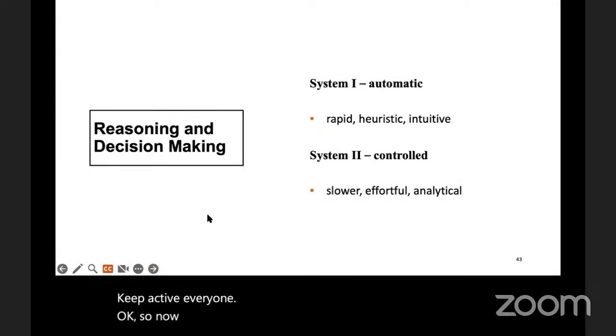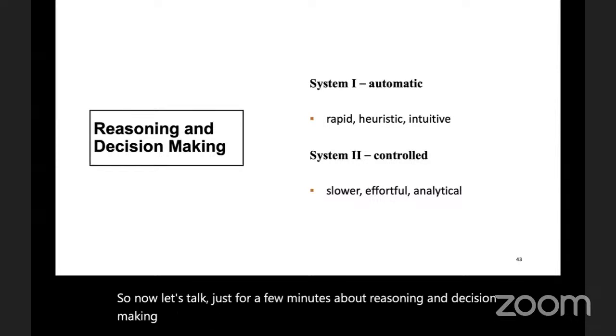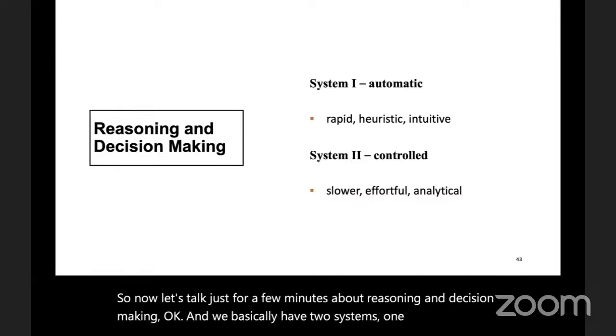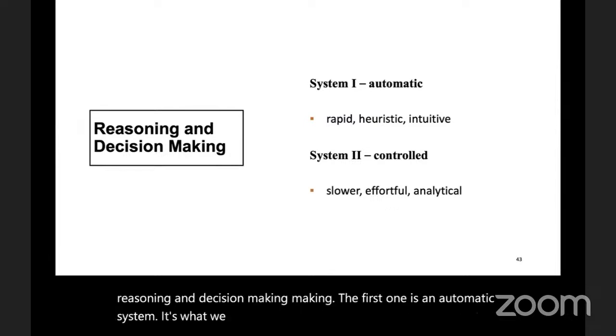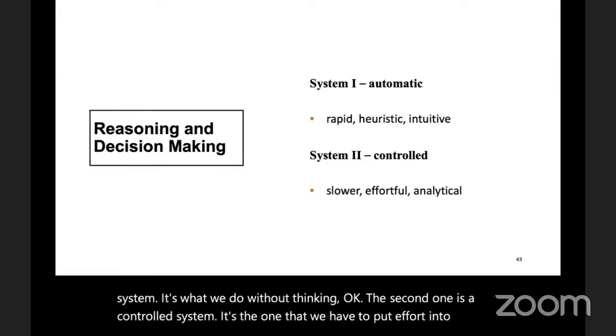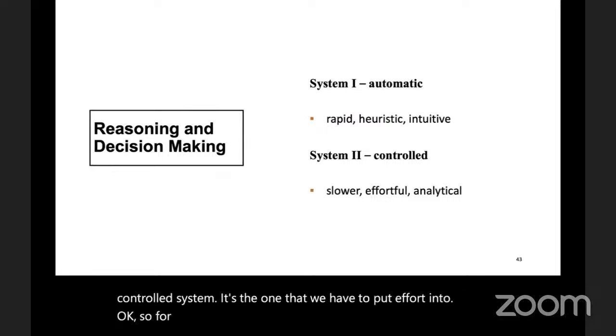So now let's talk just for a few minutes about reasoning and decision making. Okay? And we basically have two systems when it comes to reasoning and decision making. The first one is an automatic system. It's what we do without thinking. Okay. The second one is a controlled system. It's the one that we have to put effort into. Okay. So, for example, automatic systems. It's rapid. It uses heuristics. It's intuitive.